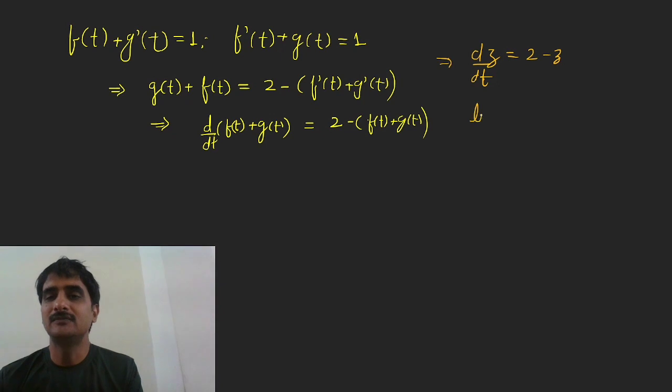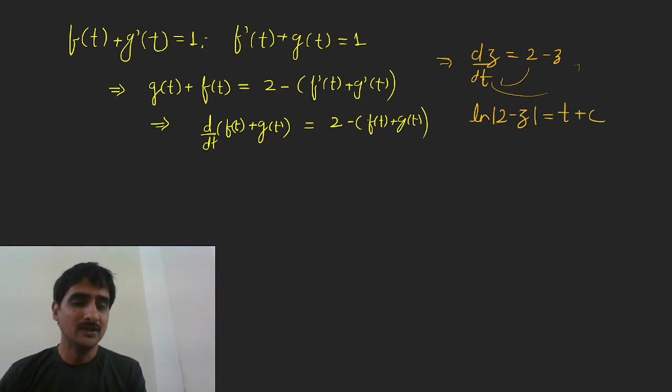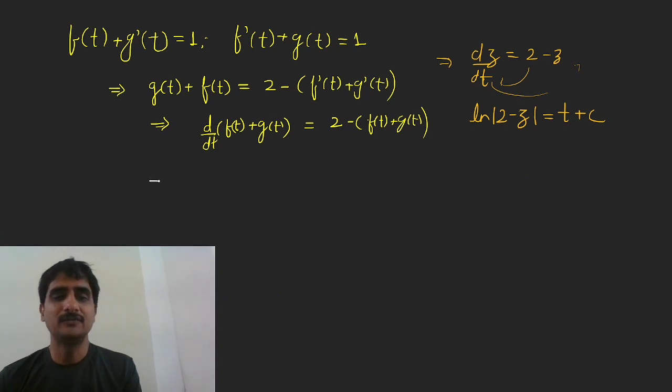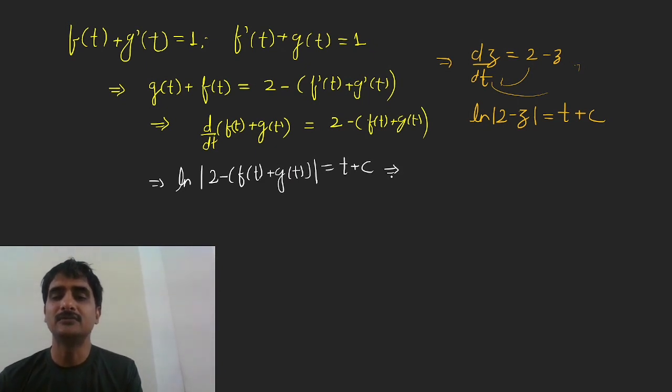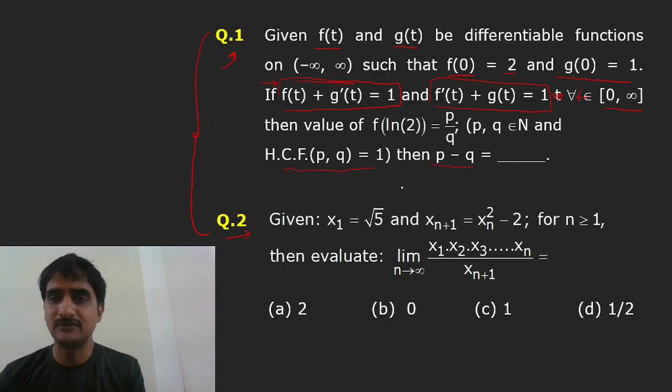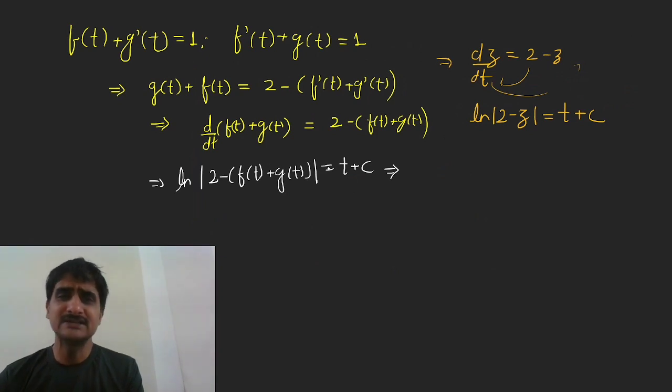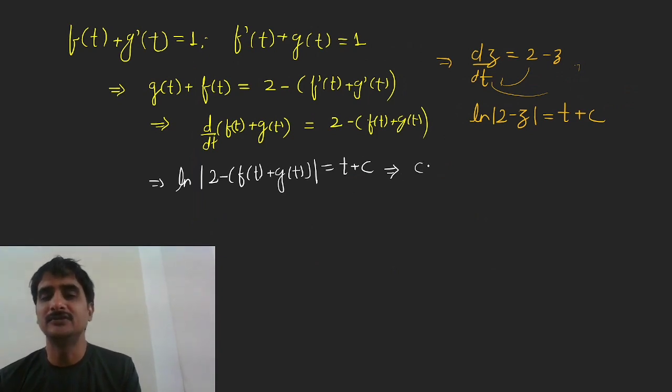So if you bring it to the LHS, take dt to the RHS, I'm writing it directly: ln|2 − z| is equal to t + c. Okay, now let's put the value back here. So what do we get? We got ln|2 − (f(t) + g(t))| equal to t + c. So c is an unknown integral constant, we need to find its value, and for that only f(0) is 2, g(0) is 1 is given. 2 gets cancelled, ln 1 is 0, so of course c is 0.